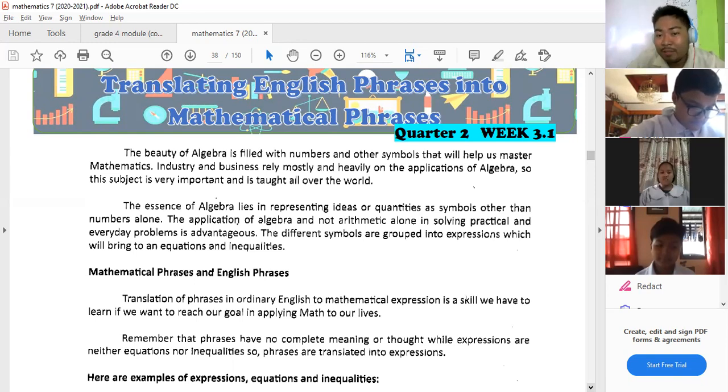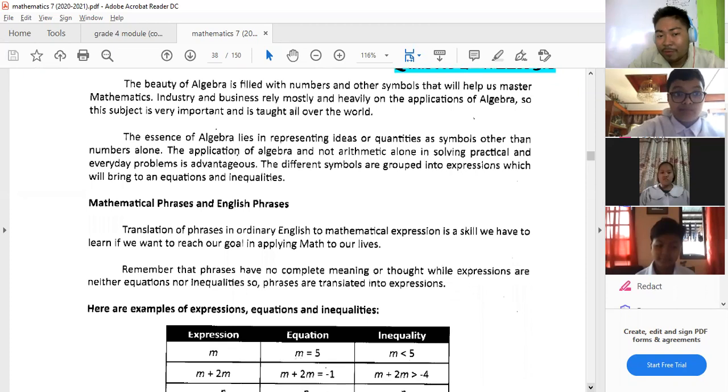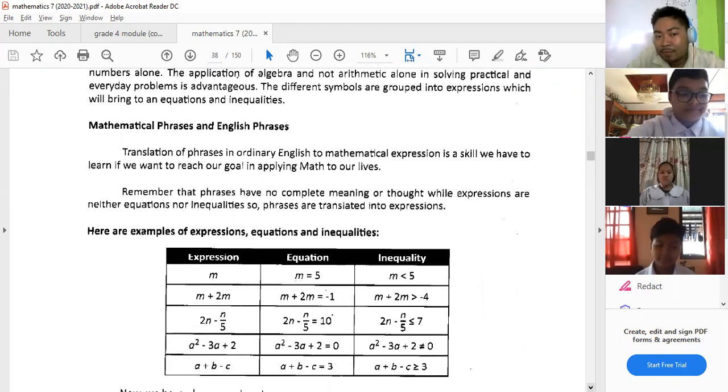So the different symbols are grouped into expressions which will bring us to equations and inequalities. So let's try to convert mathematical phrases and English phrases. The translation of phrases in ordinary English to mathematical expressions is a skill we have to learn if we want to reach our goal in applying math in our life. So remember that phrases have no complete meaning or thought, while expressions are neither equations nor inequalities.